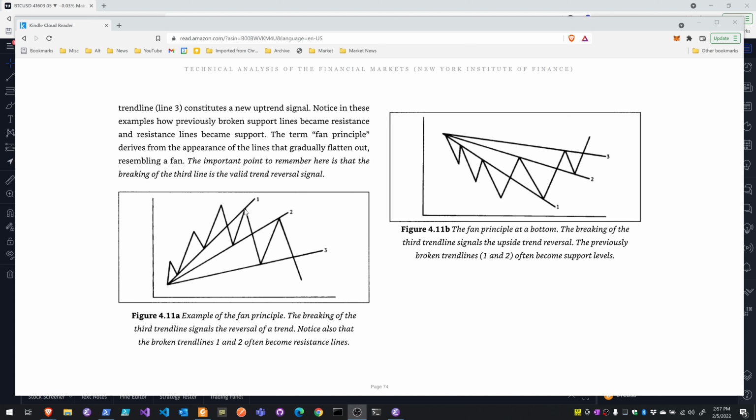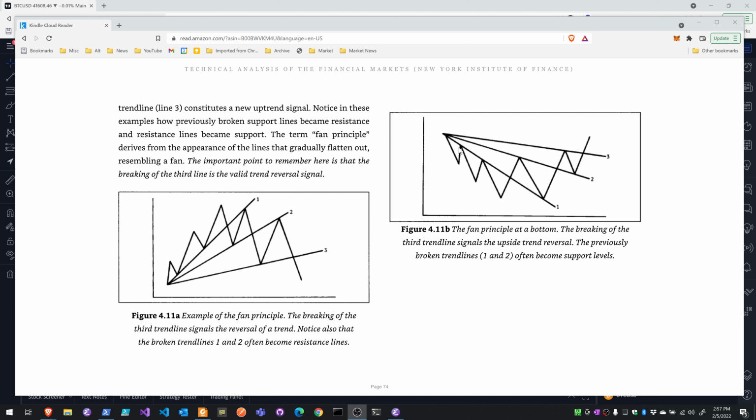But at some point, it finds a new trend line. This is number two. The original support line is now resistance at one, right? So then it eventually breaks through support line number two, and then finds a new support line number three, and then two becomes resistance, etc. So it's called the fan principle because you end up with these lines fanning out from the original point. And then here's the bear version.